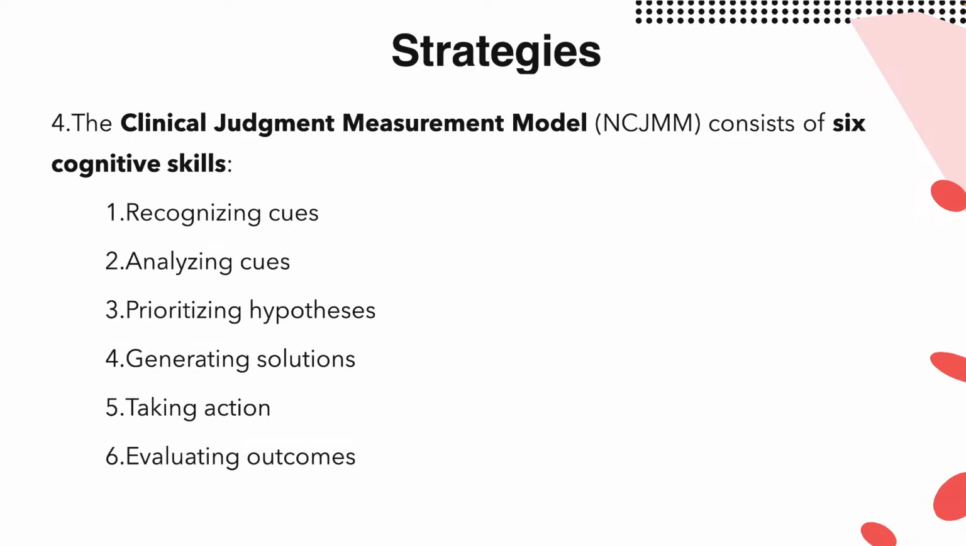Also, you can use the clinical judgment measurement model. These are 6 cognitive skills. Number 1, recognizing cues, analyzing those cues, prioritizing hypotheses, and generating solutions, taking action, and number 5, evaluation of the outcomes. Okay, this is also another model that you can use to answer these questions.